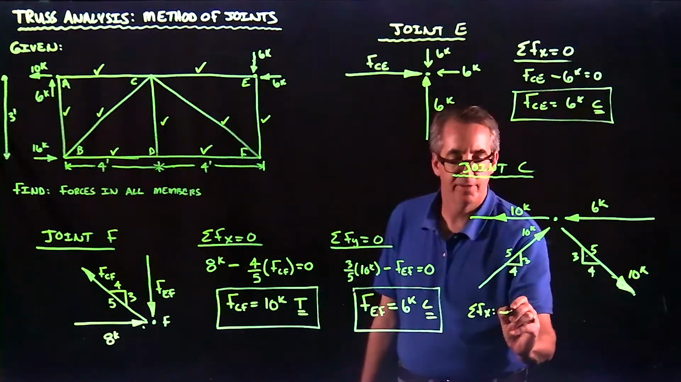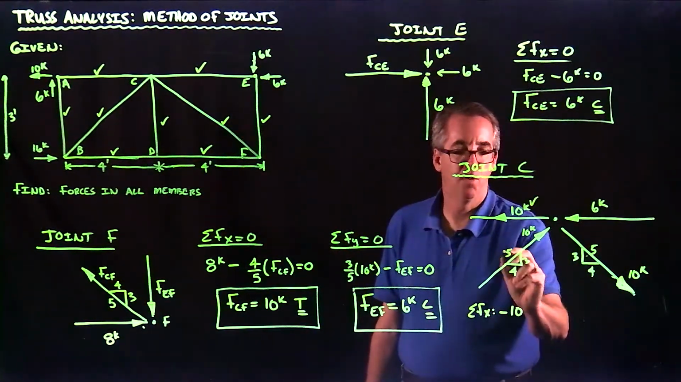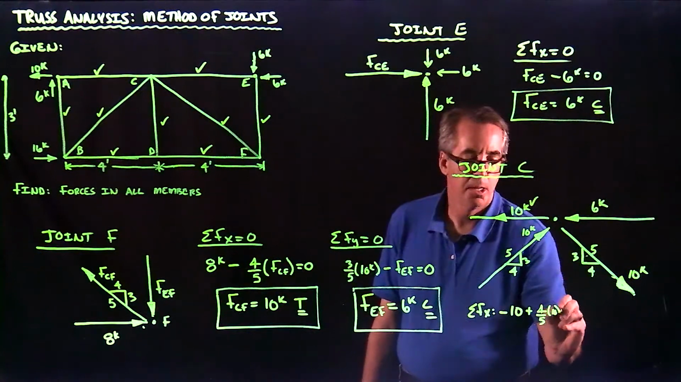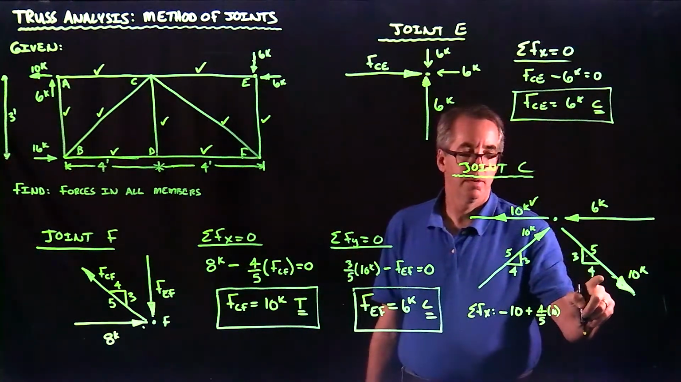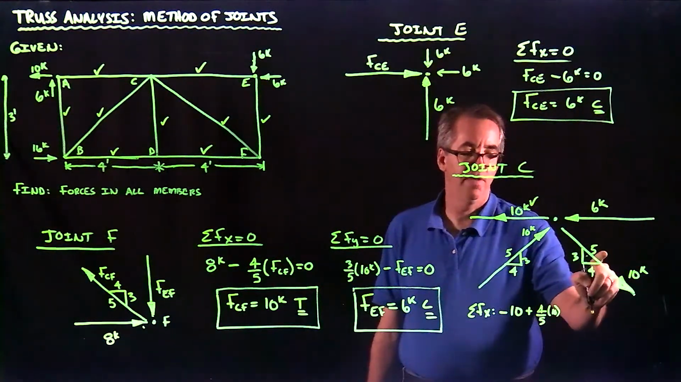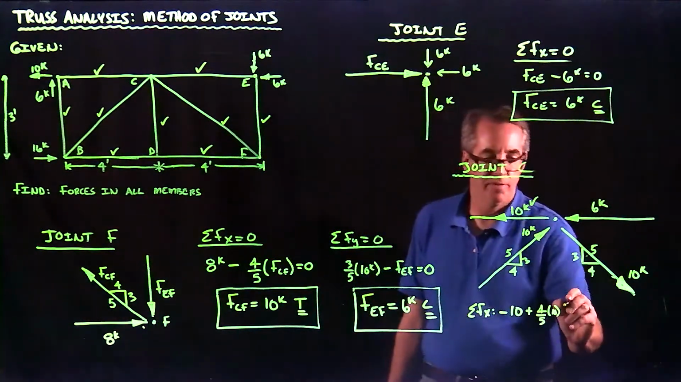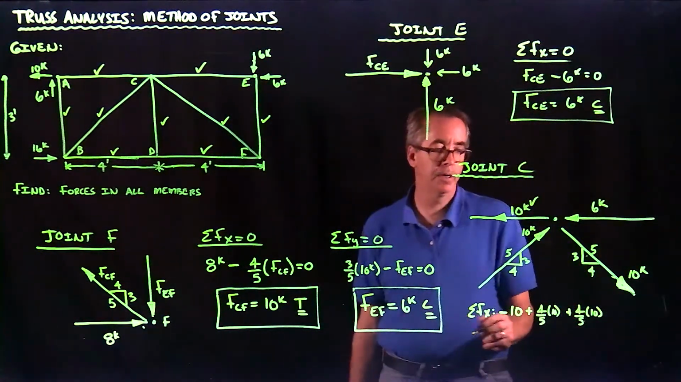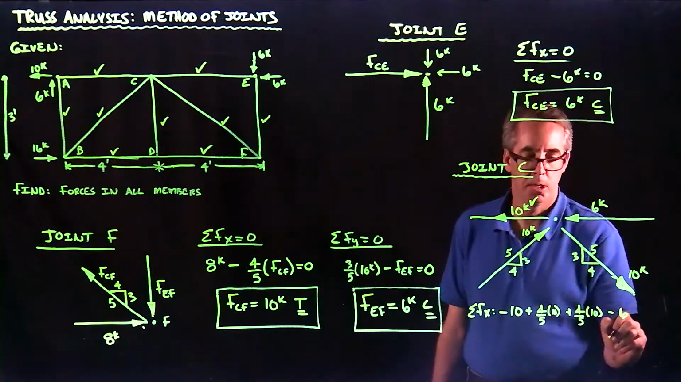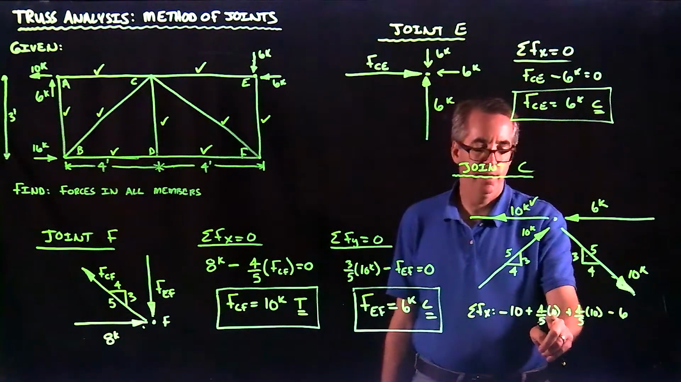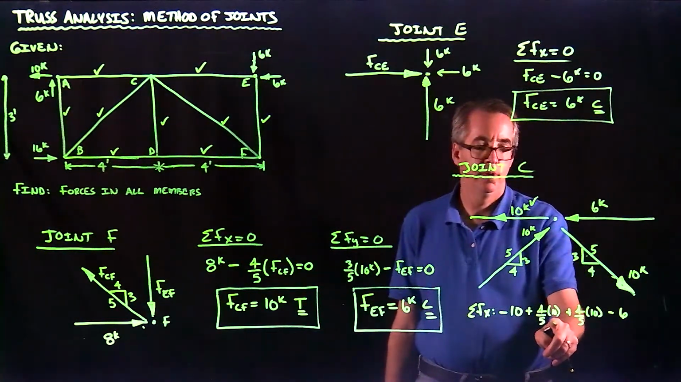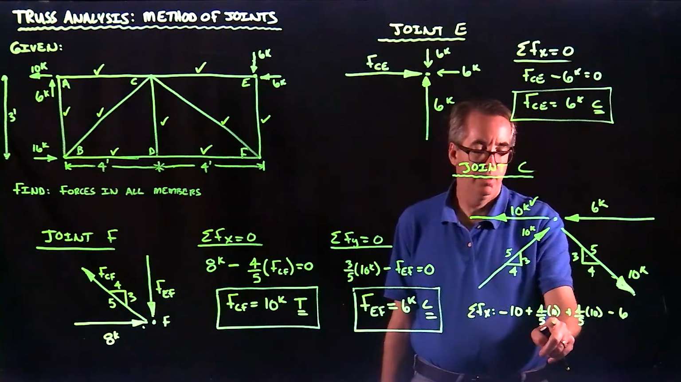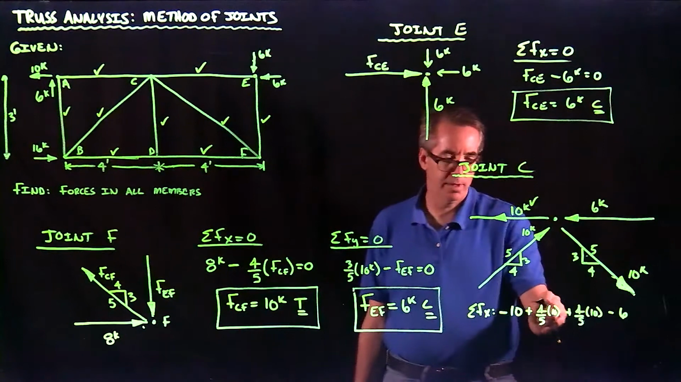In the x direction, I've got minus 10 here. I've got 4/5 of 10. I've got 4/5 of 10 here. Alright. And then I have minus 6 this way. So I've got 10 minus, let's see, that would be 4 minus 8. Let's see, a minus 10, 6. It looks like I've got that balanced out.